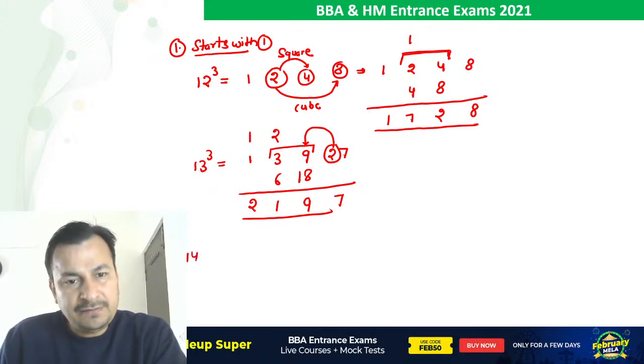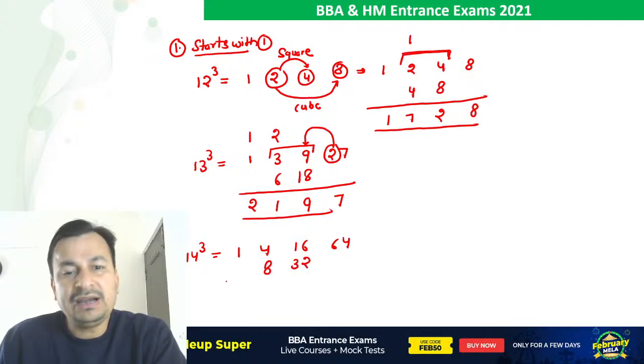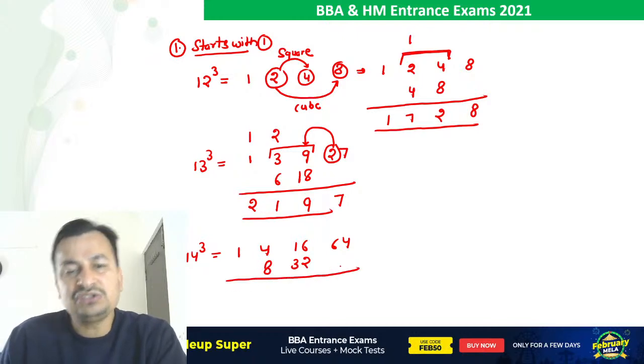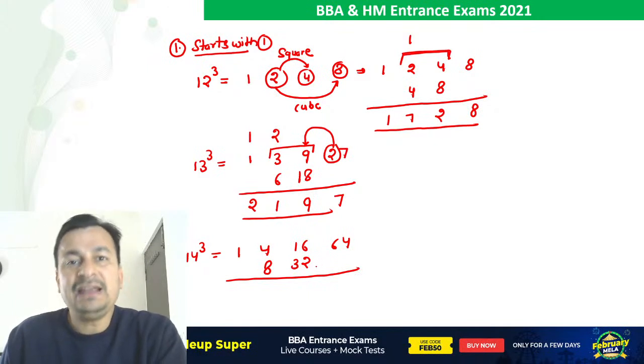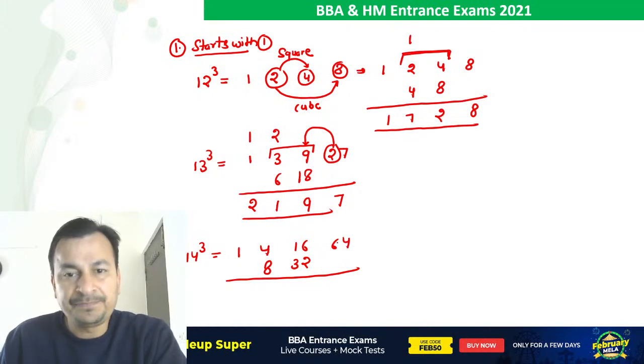Say if we want to calculate the cube of 14, then 1, 4, square of 4 is 16, cube of 4 is 64, 4 multiplied by 2 is 8, 16 multiplied by 2 is 32, and then simply we will add these two numbers, and while adding we will focus upon only the unit digit, the unit place number.